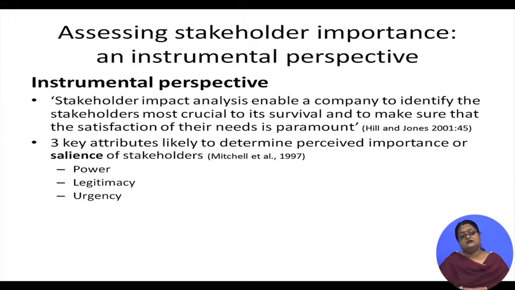This perspective is called the instrumental perspective. It is also called stakeholder impact analysis, which helps the organization to identify the stakeholders who are more crucial to its survival and to make sure that the satisfaction of their needs is paramount. Earlier, the stakeholders the organization considered important were the shareholders, the employees, and the customers. But now, with the changing nature of the models and the understanding of the networking of stakeholders, other stakeholders have also been included, to understand who are crucial to its survival.